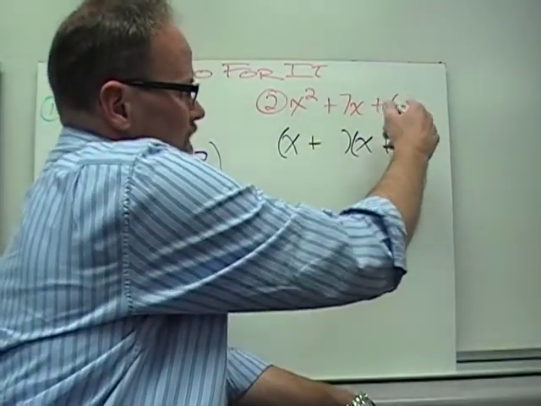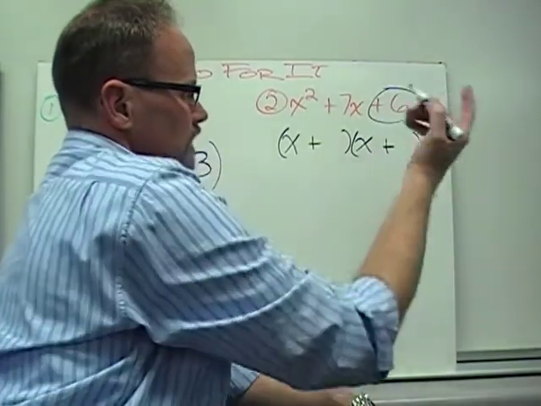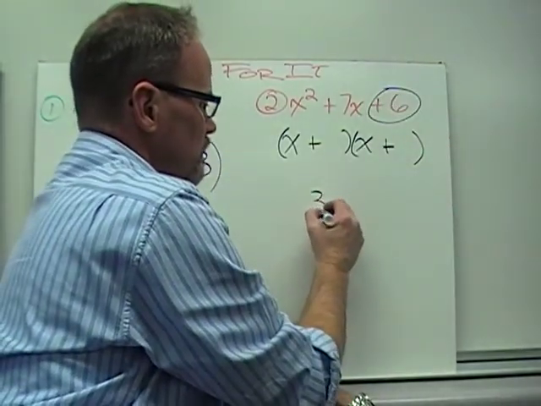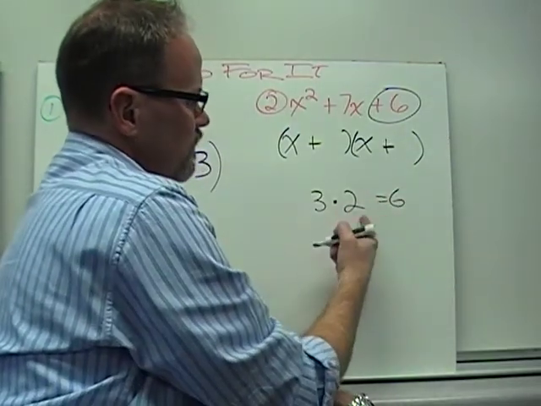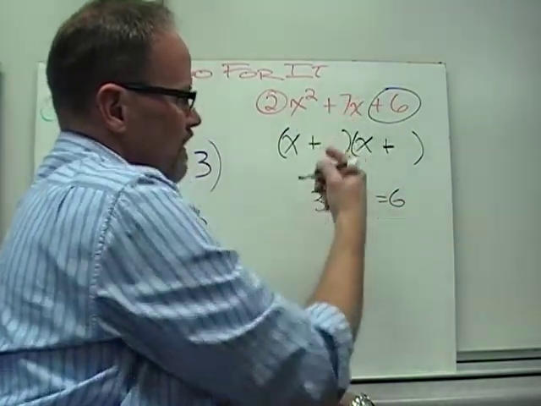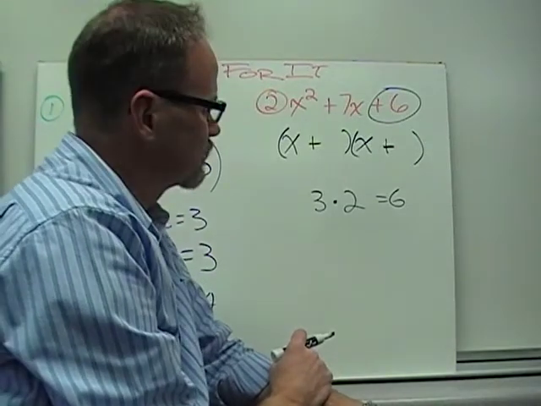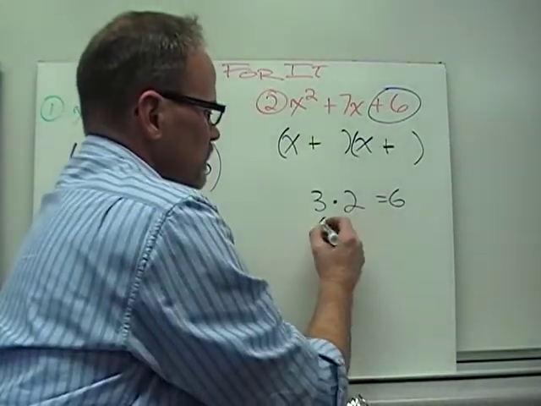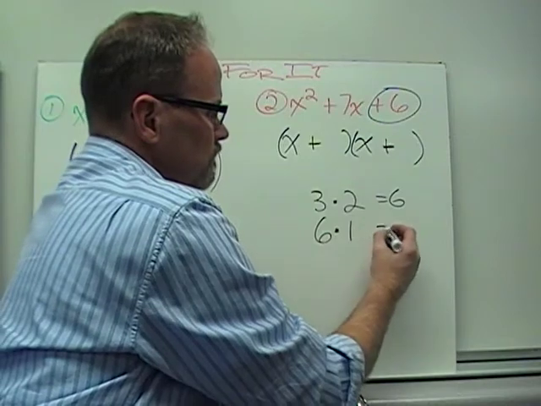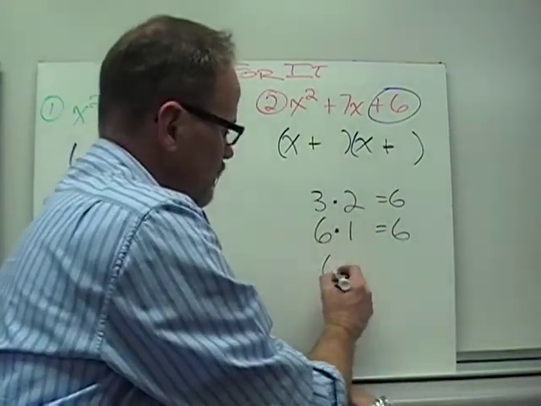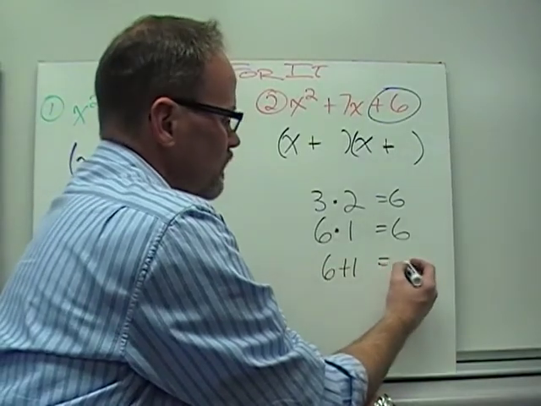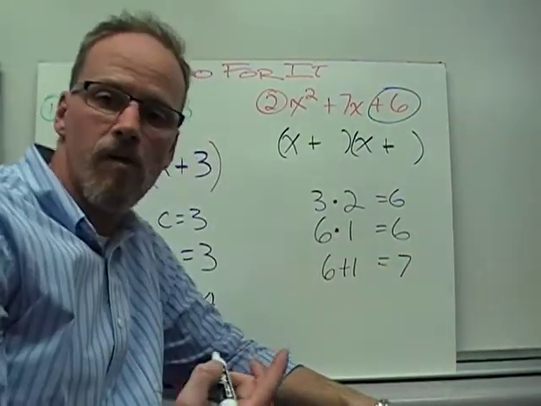Now I'm looking at the 6 right here, and I'm trying to come up with some combinations. 3 times 2 equals 6. But does 3 and 2 added or subtracted get me to 7? What else gives me 6? 6 times 1 gives me 6. Oh, hey. 6 plus 1 equals 7. All right, that's what I want.